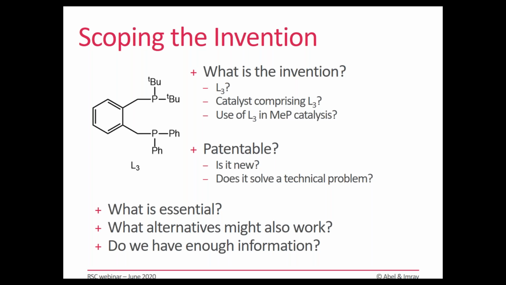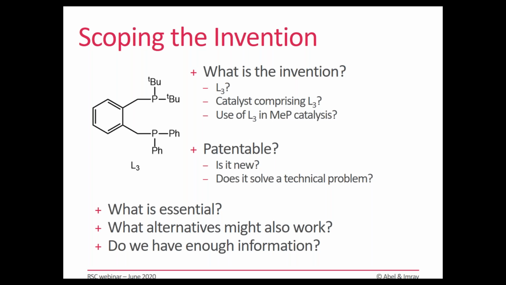But maybe a catalyst with that ligand is already known. Perhaps it's been used in a different catalytic process. So then you might step back up and say, okay, well, is just the use of this diphosphine in making MEP known or not? If it was already known, that would cast a little bit of question over your research project. So let's hope that wasn't known. And again, we've got a solution to a technical problem. So this is a sort of process of identifying what is new as a starting point.